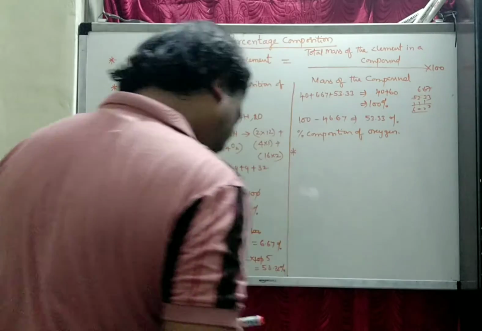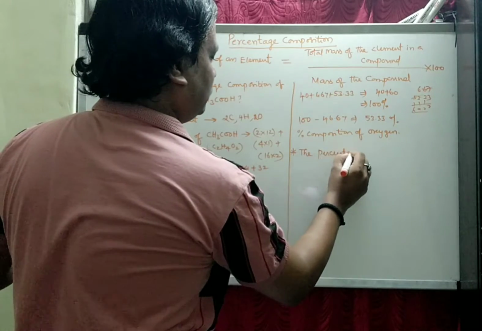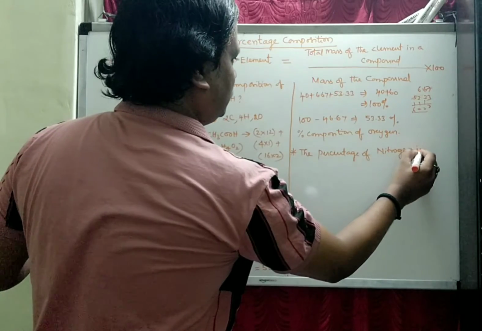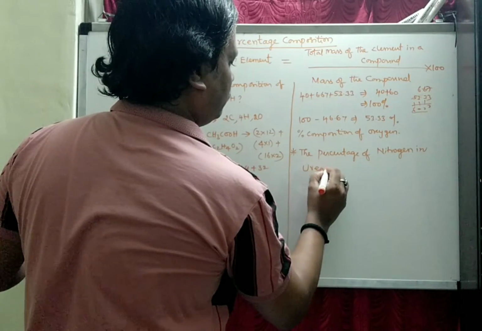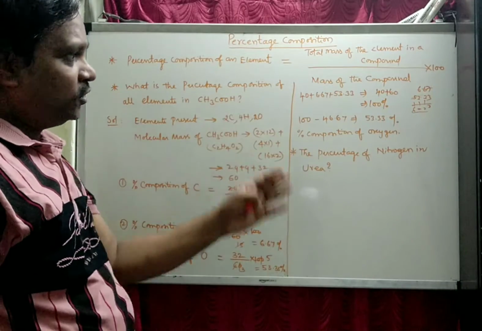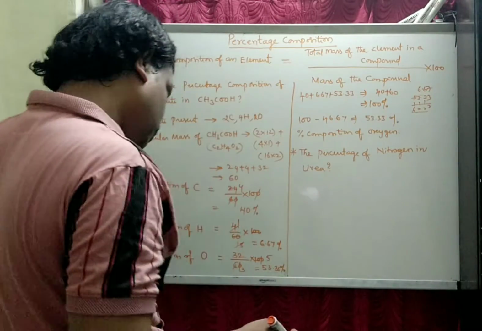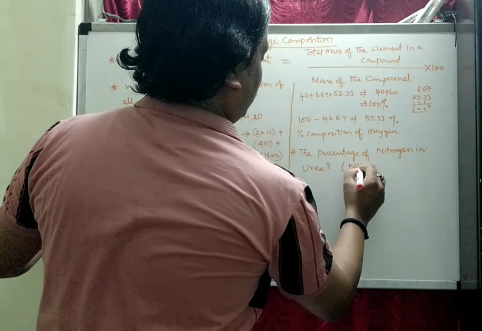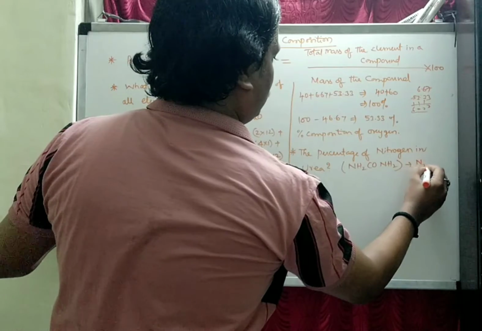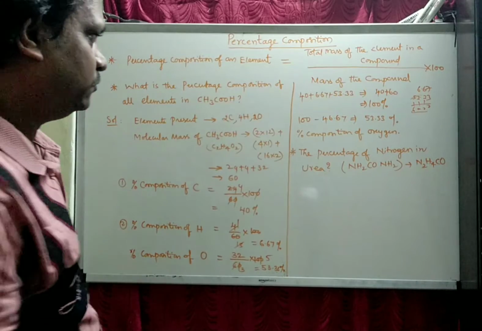Yes, the percentage of nitrogen in urea. The question is asked. To do this, you must first know the formula for urea. What is the formula for urea? NH2CONH2. Or simply we can write N2H4CO. So this is the formula for urea.